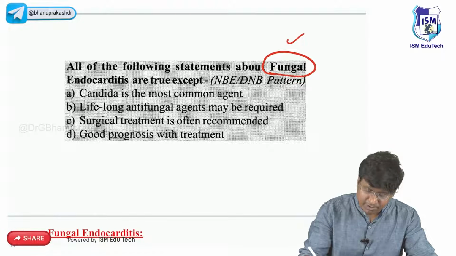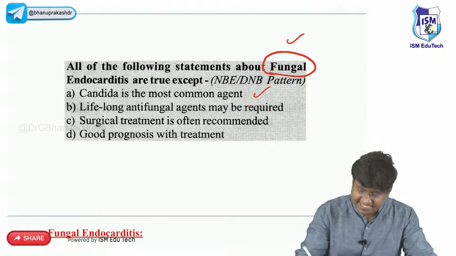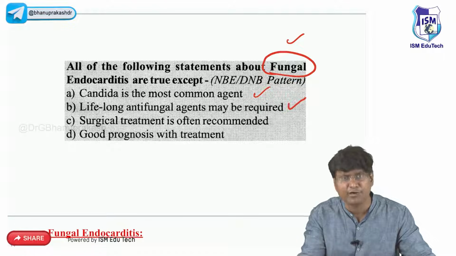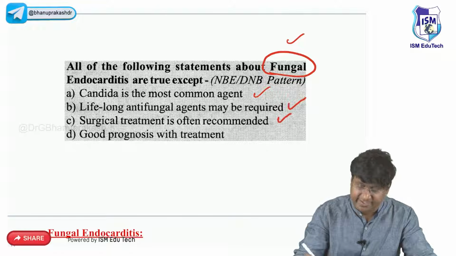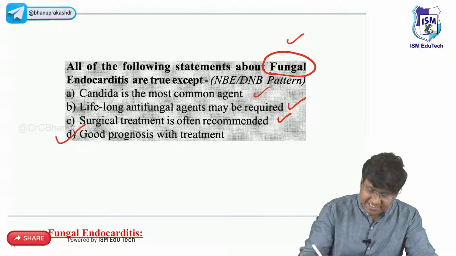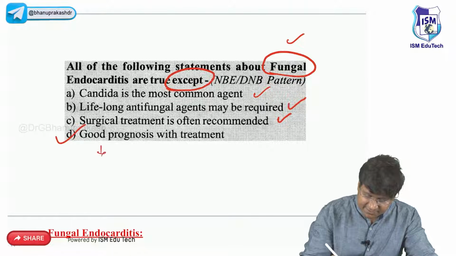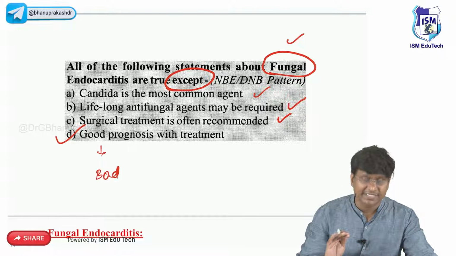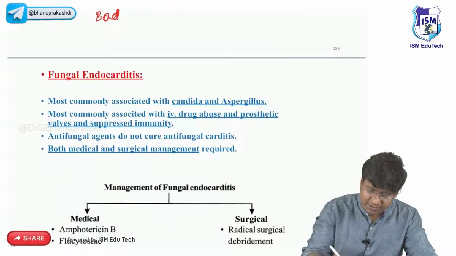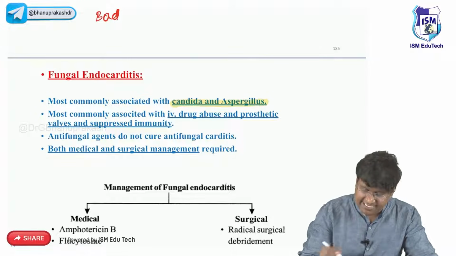And what is the most common organism? Candida. And these patients, they will be requiring lifelong antifungal drugs, right? That is amphotericin B. And surgical treatment is often recommended. Which is the incorrect statement here? That is, these patients will have bad prognosis, right? Bad prognosis. So there are two important organisms. One is your Candida, the other one is the Aspergillus.